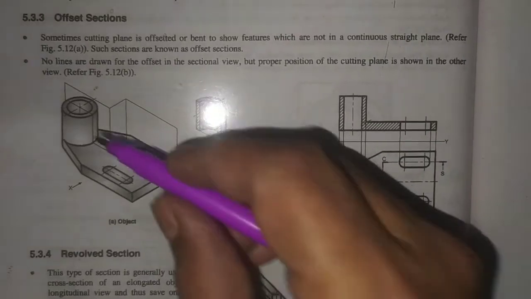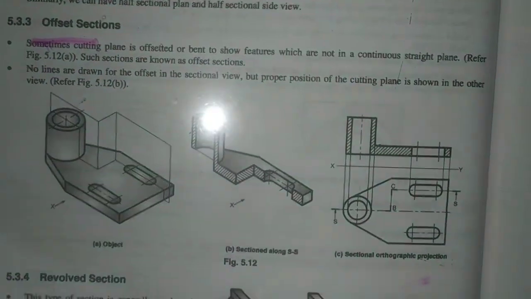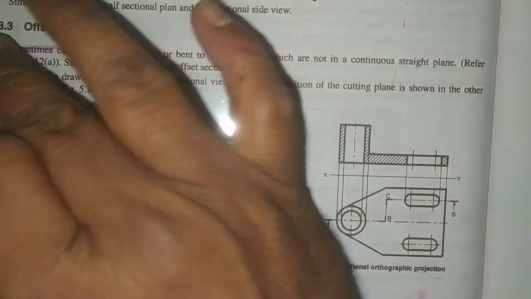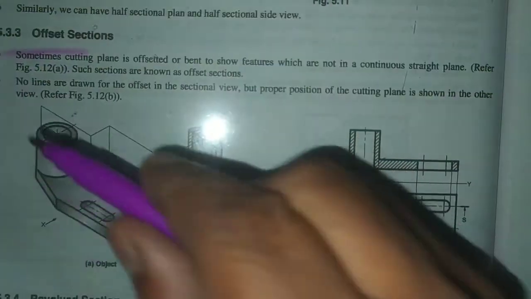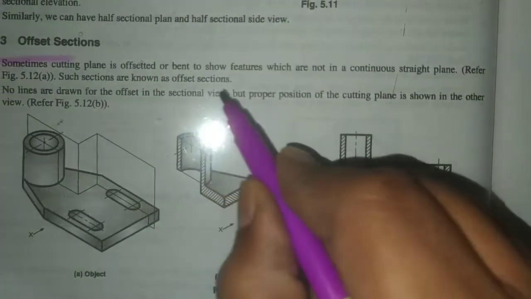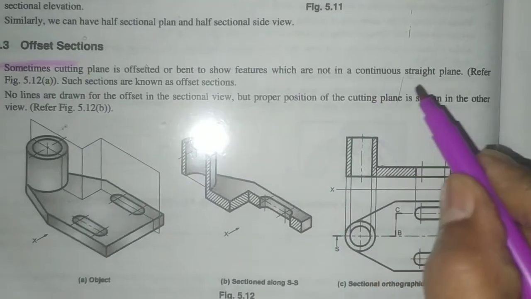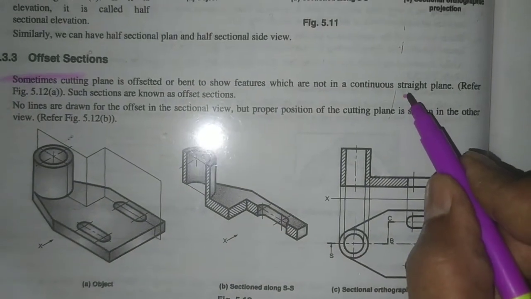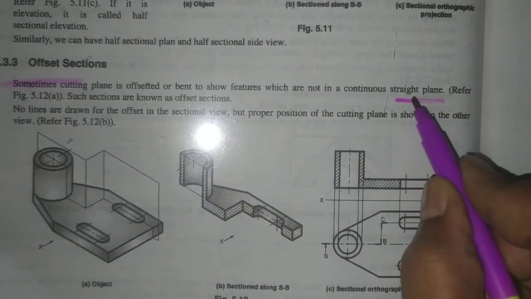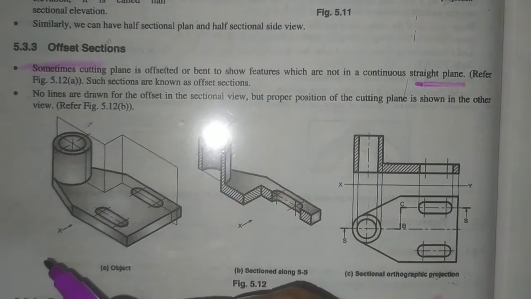Now the third type of section, that is offset section. Sometimes the cutting plane is offset or bent to show features which are not in a continuous straight plane. Here the words straight plane are very much necessary. Refer to the figure. Here the figure is shown in the x direction.